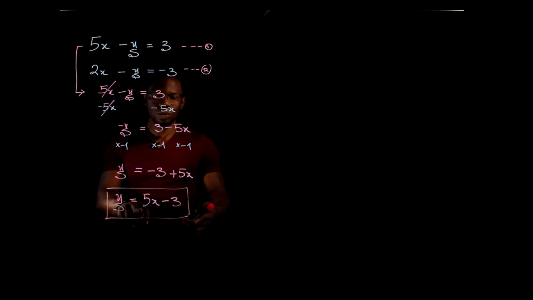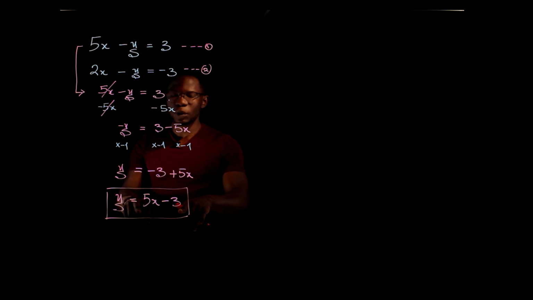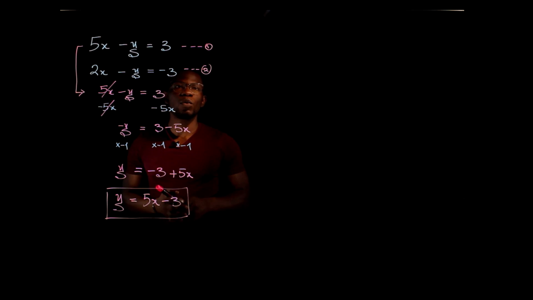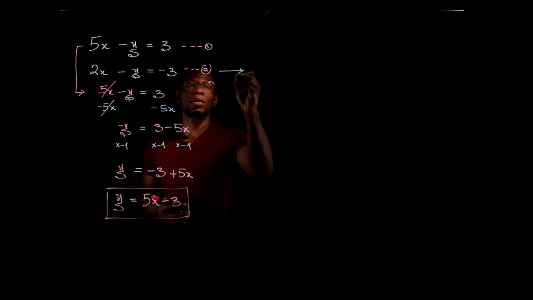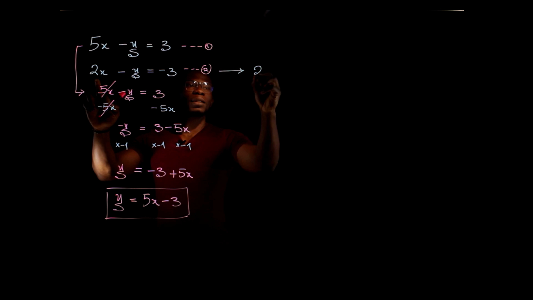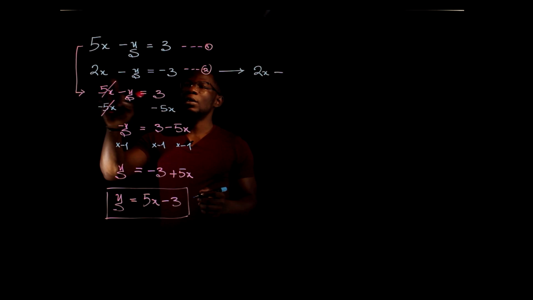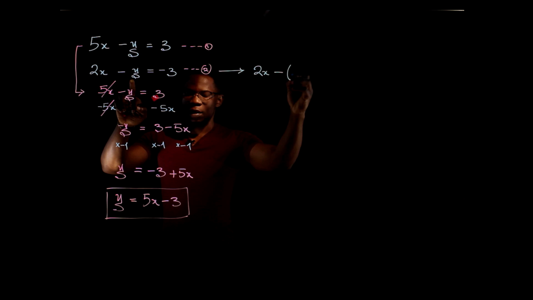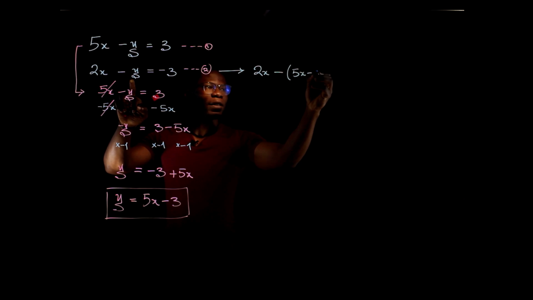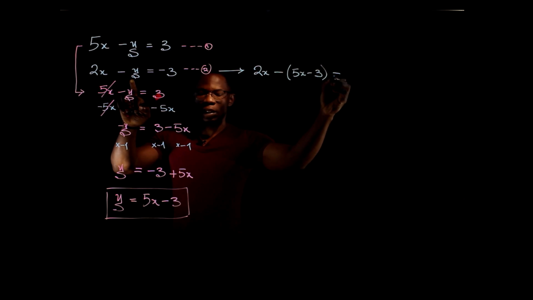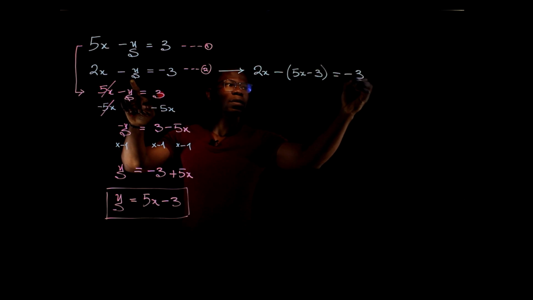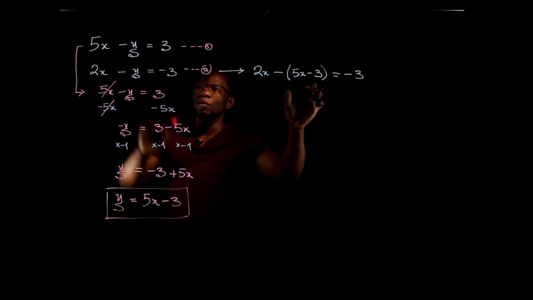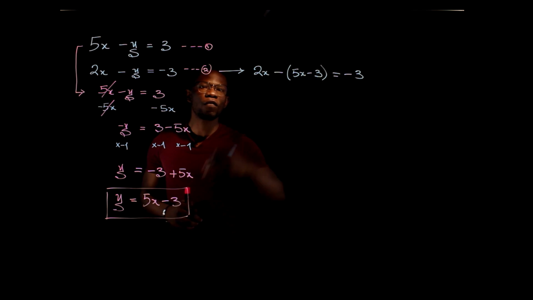So next thing we have to do is to substitute this expression for y in our equation 2 here. So if we have that, our equation 2 then becomes 2x minus, but instead of writing our y, we're going to write this expression. So that's going to be 5x minus 3 equals minus 3. So now we've been able to successfully get rid of our y in equation 2, and then we can solve for our x.